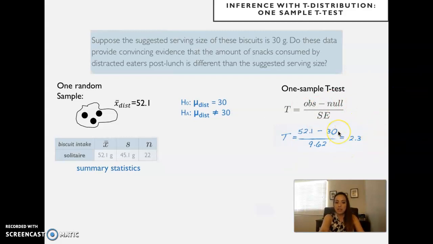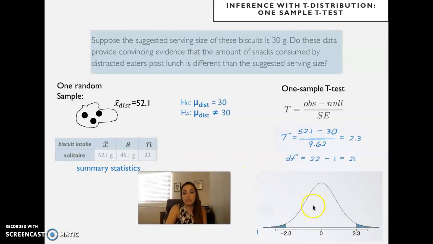So we have a t-value of 2.3 on a t-distribution of 21 degrees of freedom. And here we have a two-sided hypothesis, we have 2.3. So we want to know the probability of getting absolute 2.3 or more extreme, which means the probability of getting 2.3 or more, plus the probability of getting negative 2.3 and less. What's that probability?